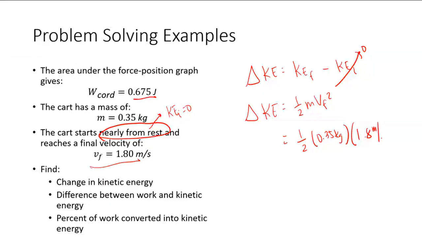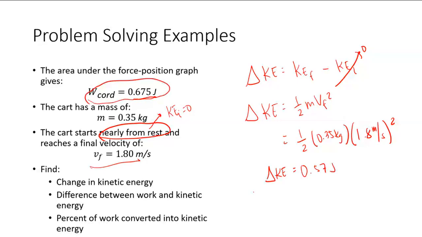What would be the value of the final kinetic energy here? 0.57 joules po, sir. 0.57 joules. But as you can see, the work done by the cord is 0.675 joules. So there are some losses.